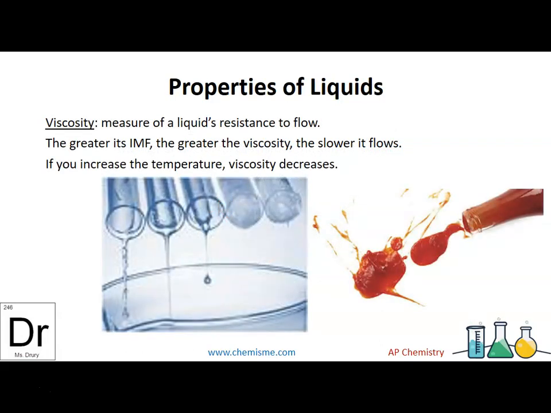Another property of liquids we need to know is viscosity, or the measure of the liquid's resistance to flow. The greater its intermolecular force, the greater its viscosity, and the slower it flows. So if you increase the temperature, the viscosity will decrease because you'll break some of those forces. If you look at the picture, things like syrup might have really strong forces.